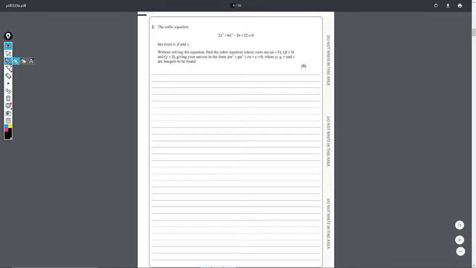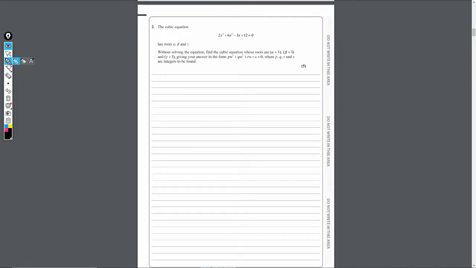So moving on to question 2 now, we have a question here dealing with polynomials. In this case we have a cubic equation and we're given the roots alpha, beta and gamma, and we're asked, without solving the equation, to find the cubic equation whose roots are alpha plus 3, beta plus 3 and gamma plus 3. And we've got to find these 4 values here, p, q, r and s, where they're integers to be found.